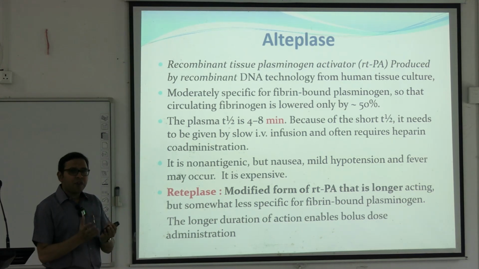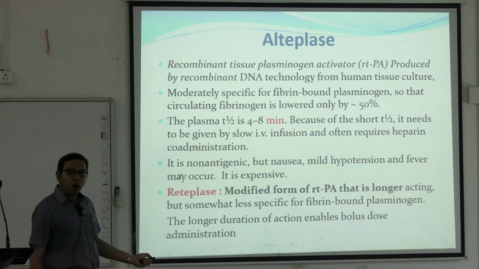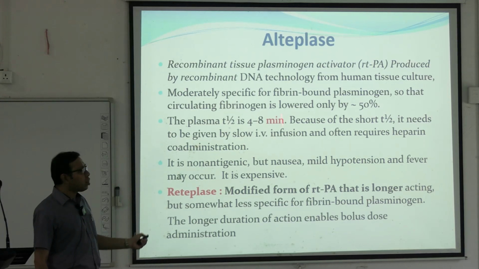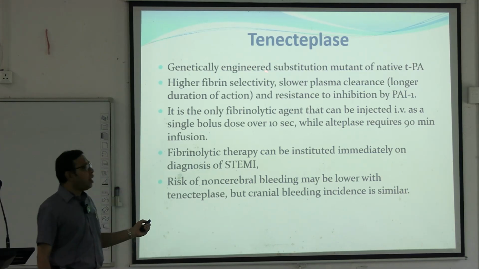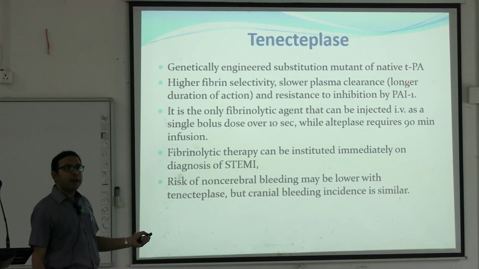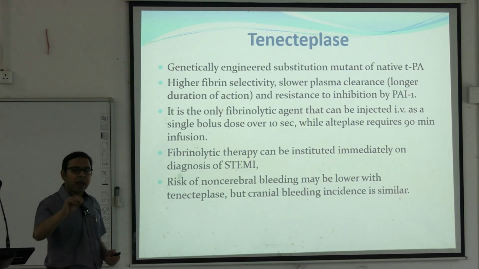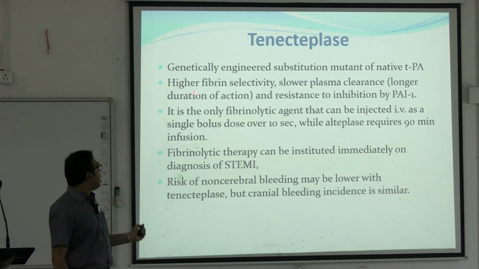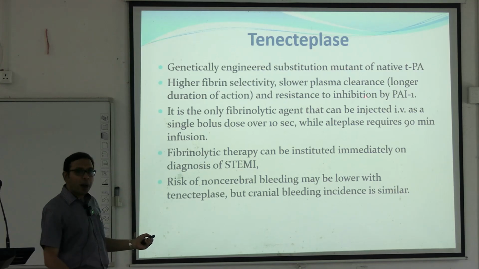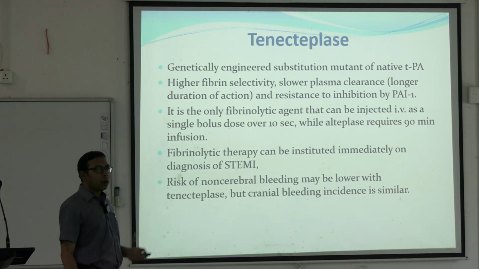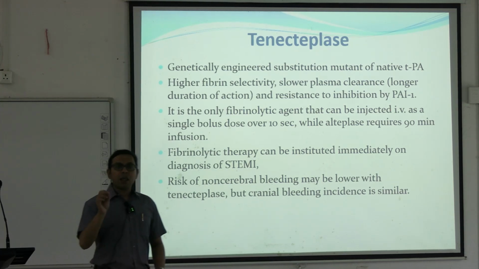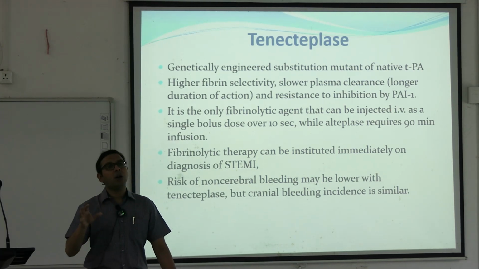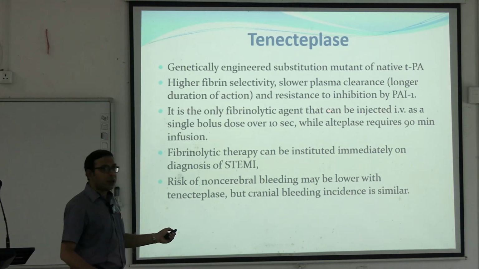Reteplase is a somewhat modified form of alteplase which is longer acting, otherwise it is more or less similar to alteplase. Tenecteplase is the latest one. It is a genetically engineered substituted mutant of the native tissue plasminogen activator. Again, some side chains are cleaved. It has higher fibrin selectivity, slower plasma clearance, longer duration of action and resistance to inhibition by plasminogen activator inhibitor 1. Plasminogen activator inhibitors 1 and 2 are already present in our plasma and usually slowly inactivate these drugs, but tenecteplase is resistant to this.